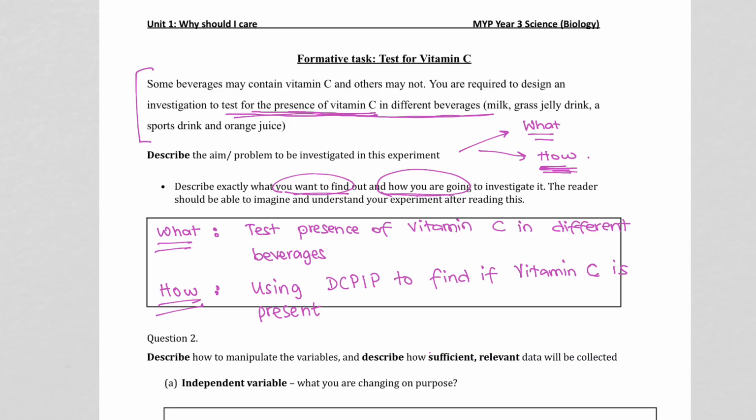If you don't have any of these, please modify your response in your worksheet to add whatever is missing in your answer. So when we are going to grade your summatives, when I'm asking you to describe the aim, I will check that you've written what you're doing and how you're doing it.